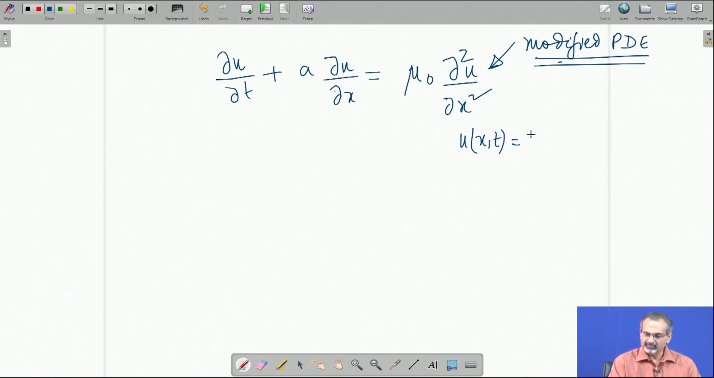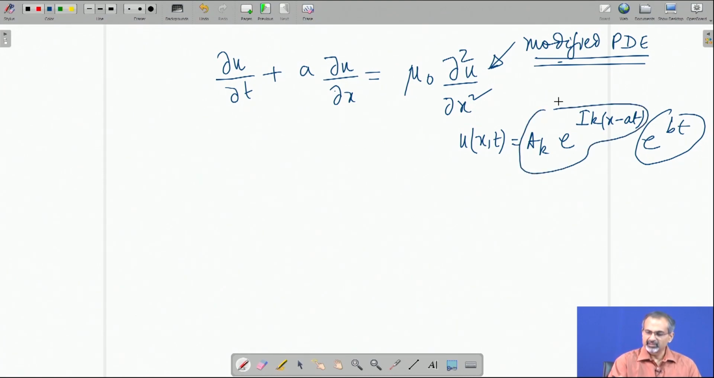So, let us try one. We just include another exponential term here, in addition to the functional form that we had already assumed for the wave equation alone, and then the challenge would be to solve for the unknown parameter b. So, how do we go about it?